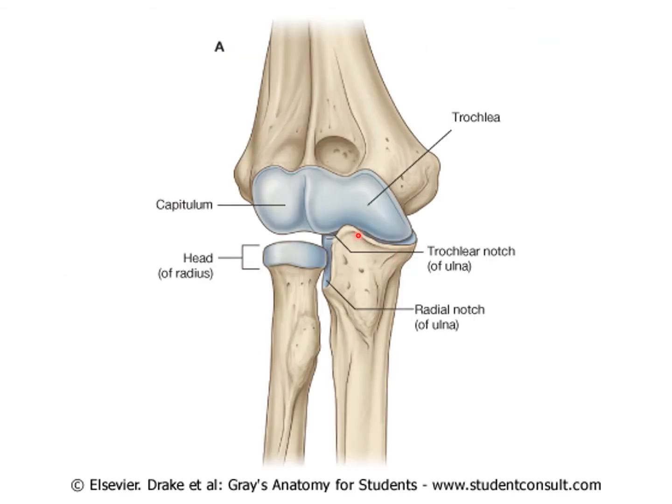Here we can see the formation of the elbow joint. The trochlea of the humerus connects with the trochlear notch of the ulna, and the capitulum of the humerus connects with the superior surface of the head of the radius, with a little bit of gap. So this is the elbow joint. Just below the elbow joint we can see the head of the radius connecting with the radial notch of the ulna. These are the bones articulating: the head of the radius and the radial notch of the ulna.